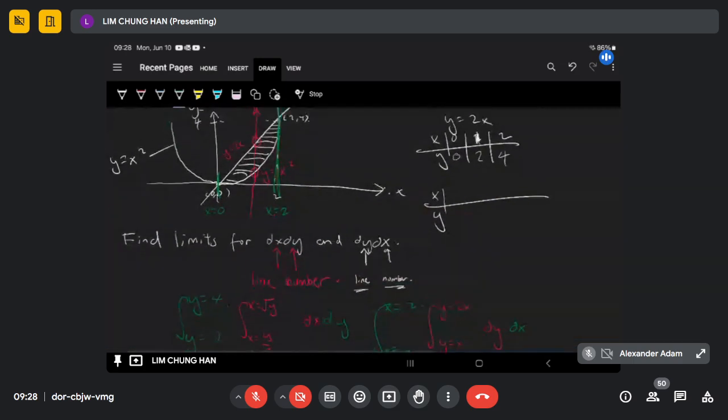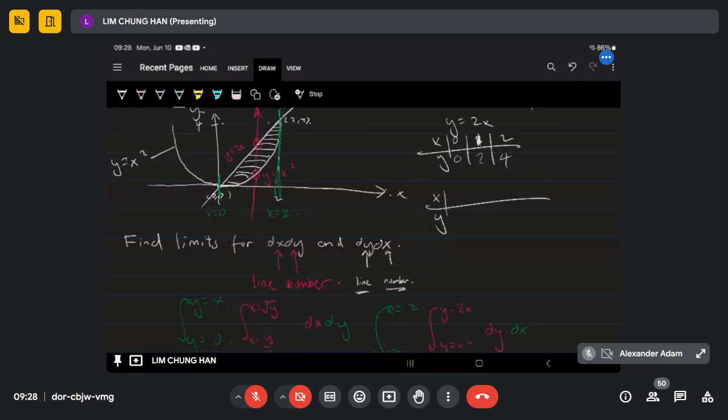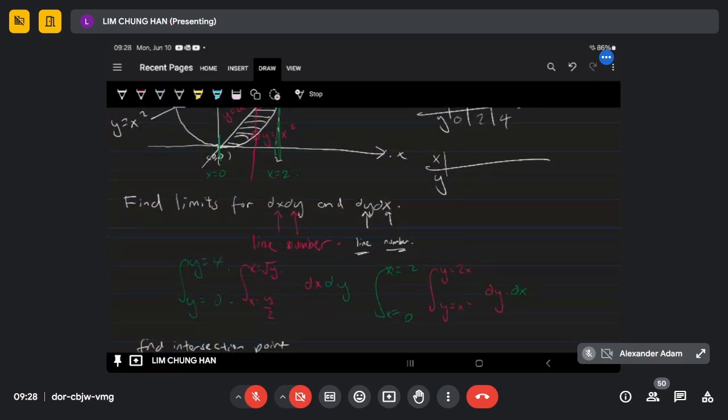Can everyone understand what happened? So, doctor, may I ask? Yes. Can't we put x's value and y's value instead of the equation in both of the integrations? You mean for which one? For dx dy or dy dx? We already got the values for x and y, right? Correct. So can't we put the values instead of the equation? No, you cannot.